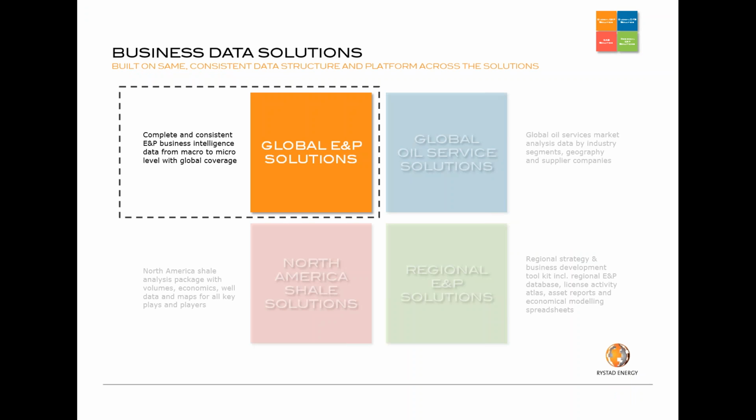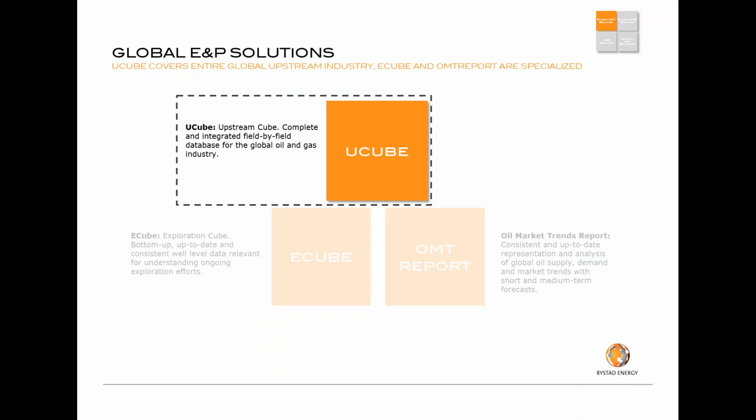So just a quick overview of our E&P solutions. This is one of 4 upstream product suites that Rystad Energy uses to offer industry insight. And the E&P solution specifically consists of 3 separate parts. UCube, which I'll go into in more detail, of course. This is our main upstream database. And we also offer more specialized databases such as eCube, which covers exploration on a well-by-well basis and license-by-license basis globally, as well as the Oil Market Trends Report, which is released monthly and provides monthly supply and demand analysis for global oil markets.